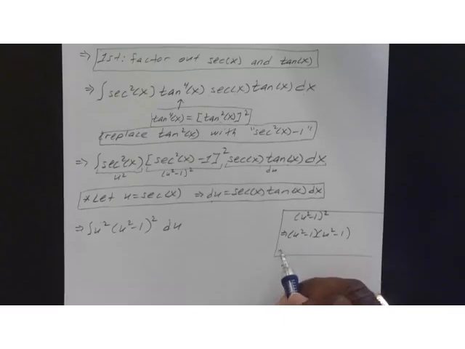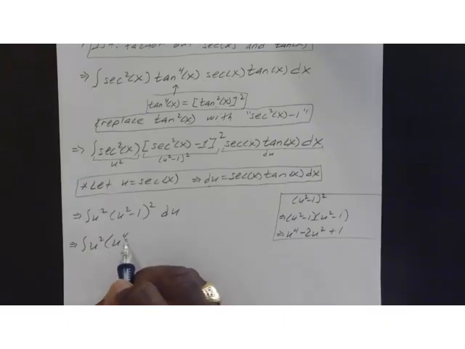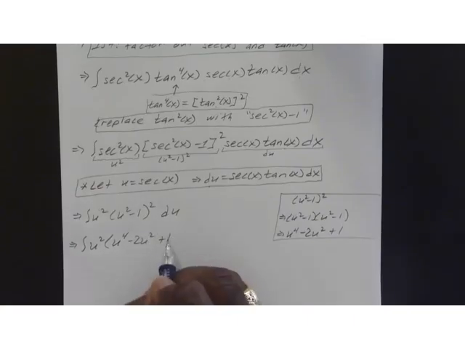FOIL method, that's just u to the 4th power. Our outer is negative u squared. Our inner is negative u squared. So it's minus 2u squared plus 1. So that gives us the integral of u squared times u to the 4th power minus 2u squared plus 1 with respect to u.